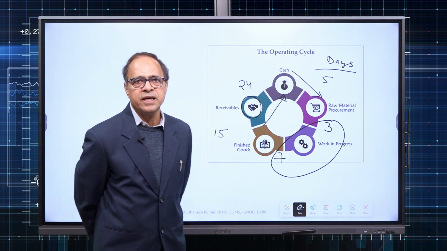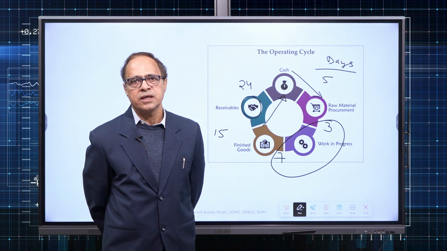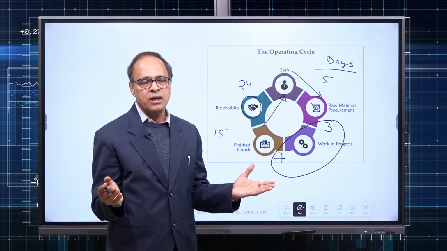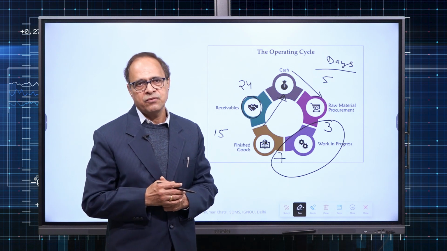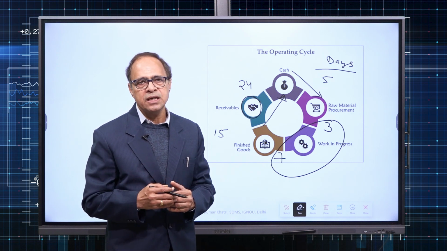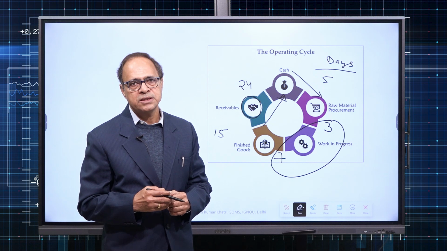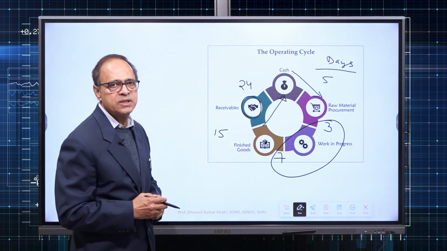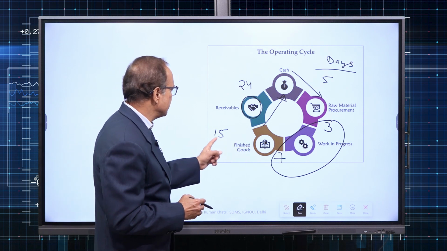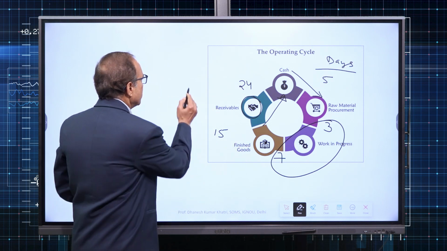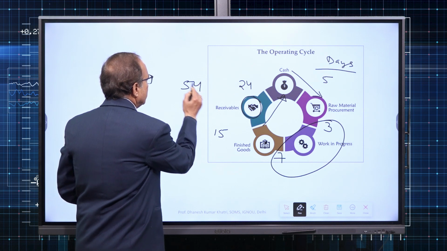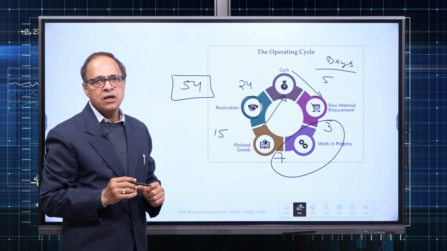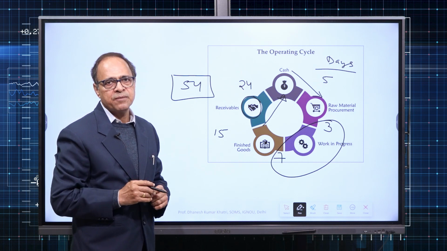Now, this operating cycle affects requirement of working capital. In general, longer the operating cycle duration, larger will be the requirement of working capital. Shorter the operating cycle, less will be the requirement of working capital. Now, in this case, if I ask you to count the number of days which I have written, it becomes 15 plus 15, 30 plus 24, 54 days. So, that 54 days is the gross duration of operating cycle.